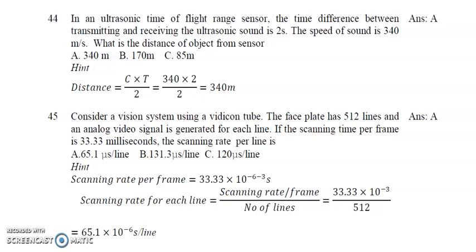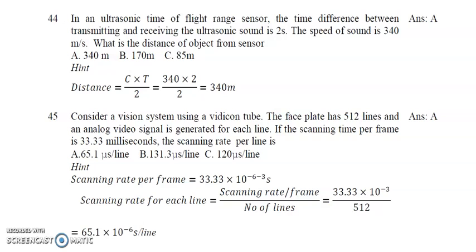So that's why we are dividing it by 2. So distance is equal to C into T by 2. So 340 is the speed of sound, into time 2 seconds, divided by 2, it is equal to 340 meter. So the answer is A.